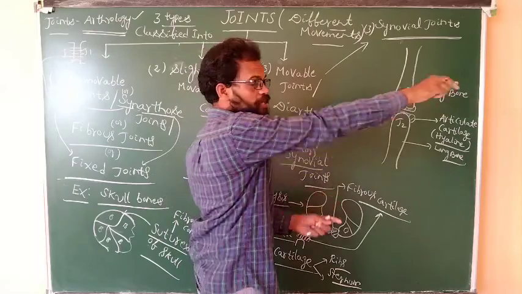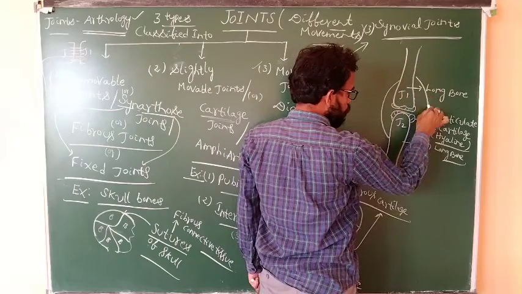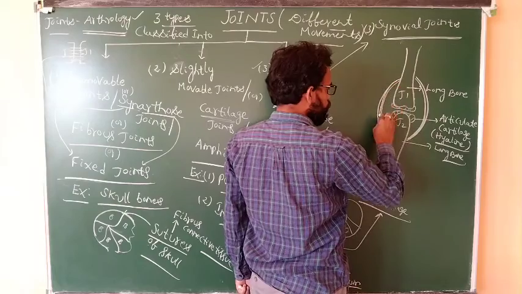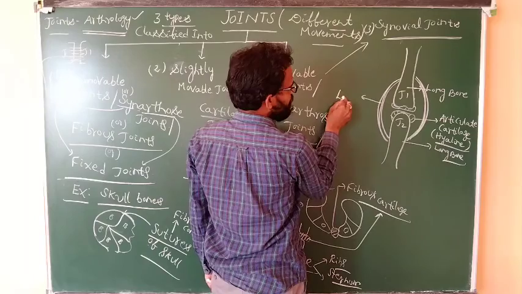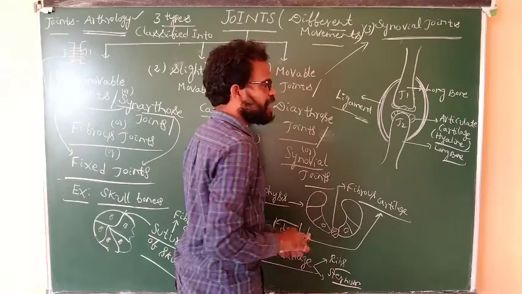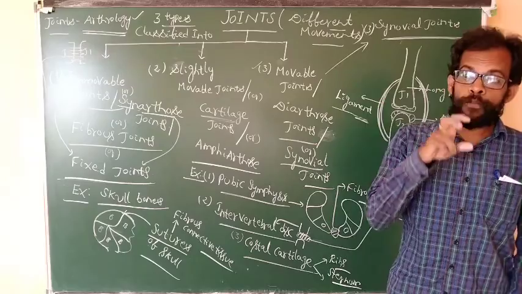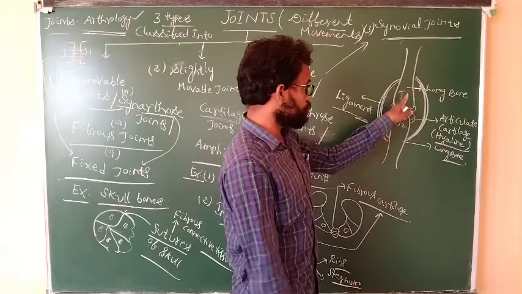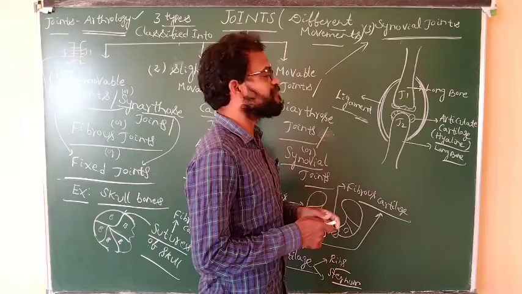Both long bones are joined together by a ligament. One bone joined with the other bone is known as a ligament. A tendon means bone joined with muscle. Ligament means one bone is joined with the other bone at the joint with the help of the ligament.